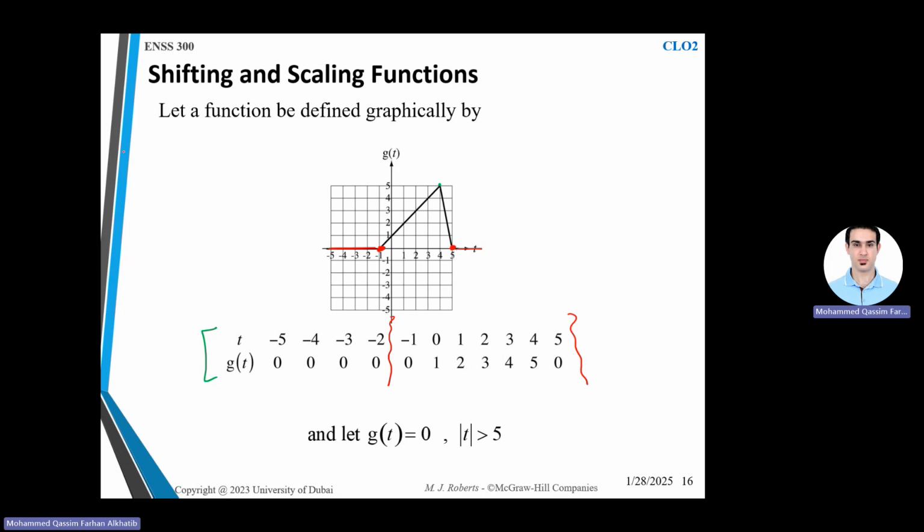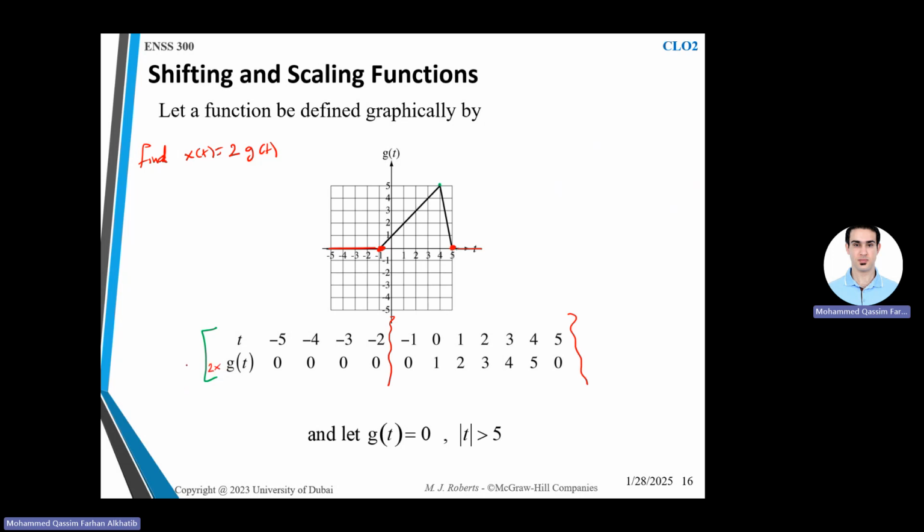And you were asked, find x of t equals 2g of t. So you want to scale this function in amplitude. Now, this one is very simple. You just go here and you just multiply these values by 2.